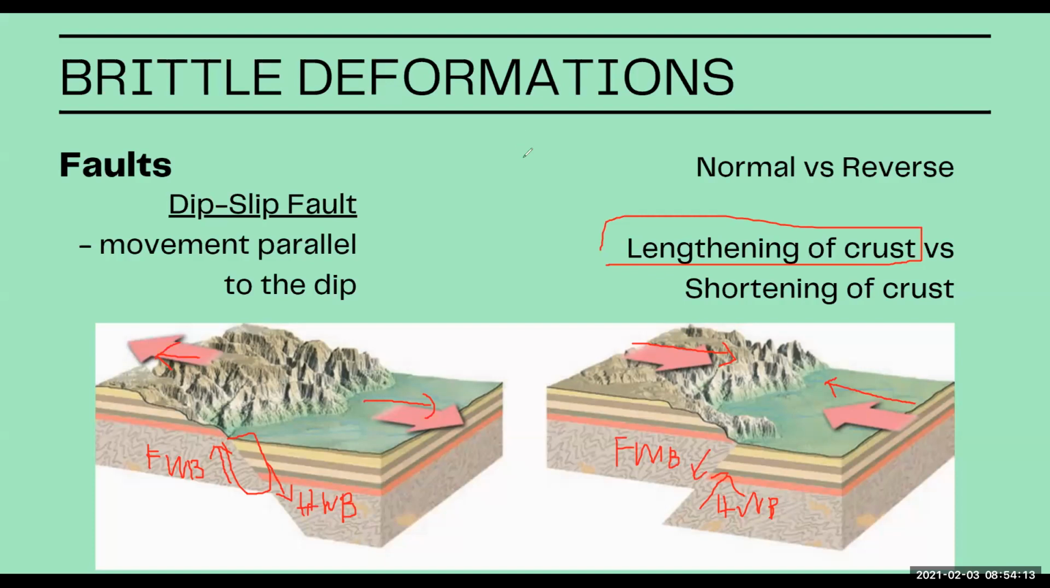Okay, so sa dip slip fault, the movement is parallel to the dip. There are two types, normal and reverse faults. Kapag normal, usually characterized by tension stress and lengthening of the crust. The movement of the hanging wall block is downwards. Tapos opposite naman yung foot wall block. Kapag naman reverse, okay, reverse fault, it is usually characterized by the shortening of the crust and the movement of the hanging wall block is above, okay, pataas.